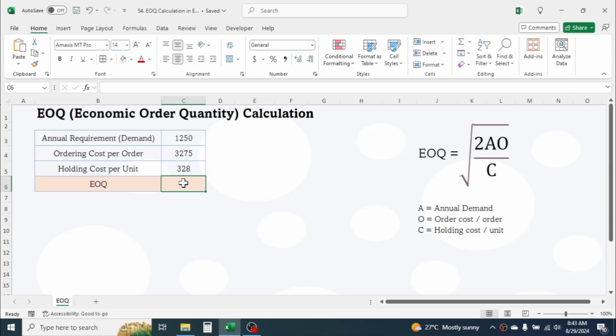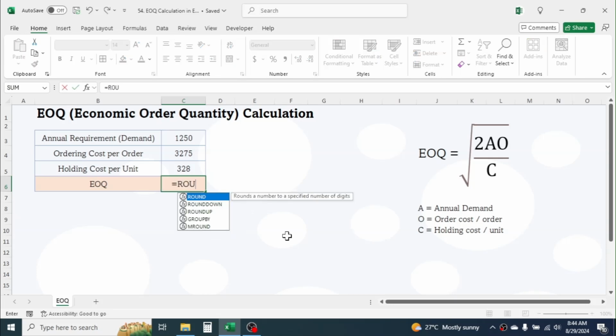Let's start using formula here to calculate EOQ. Press equals, then use the round function. This round function will remove the digit after decimal from the result because EOQ units cannot be in decimal. Open parentheses, and in the value parameter of round function, use the sqrt function. Open parentheses. In the value parameter of sqrt, write the formula of EOQ, that is 2AO divided by C.